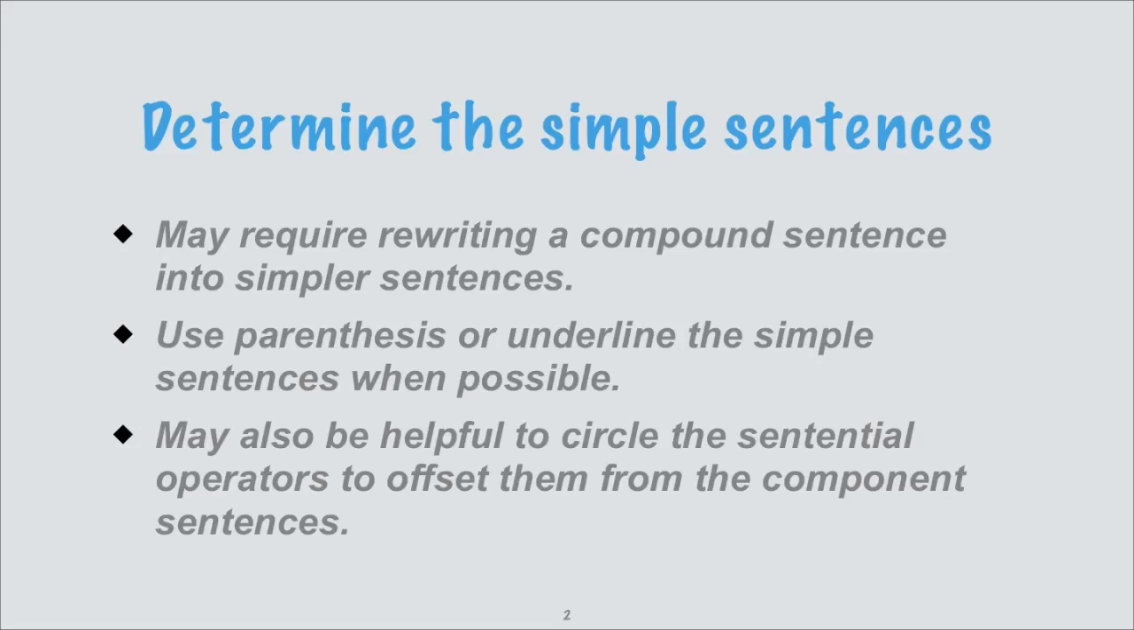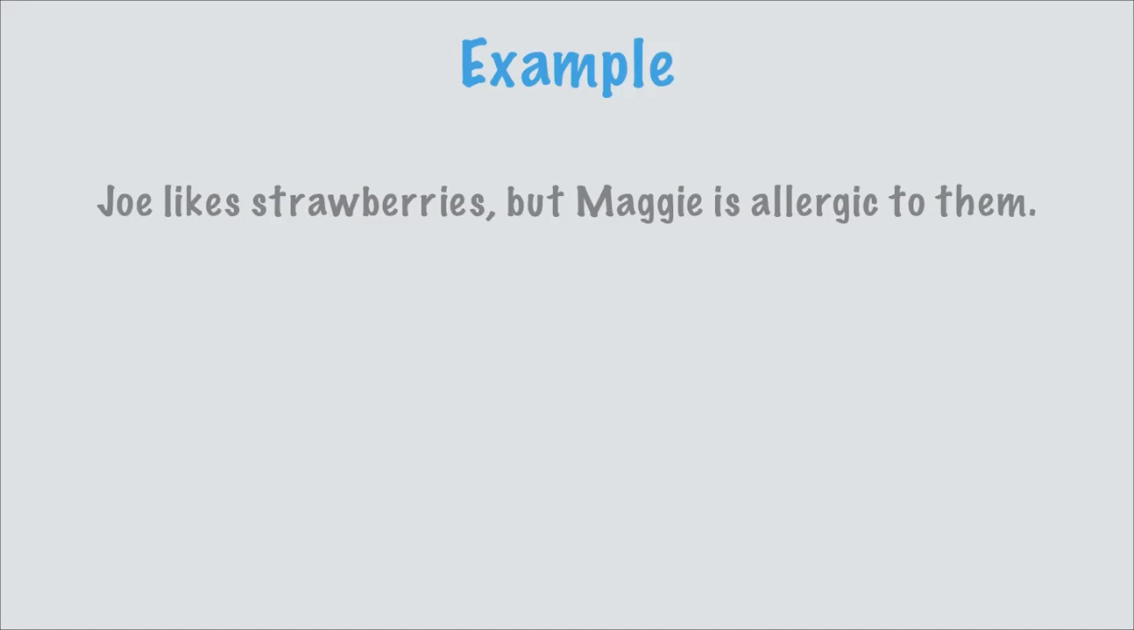So let me give you an example of this. Let's take the following: Joe likes strawberries, but Maggie is allergic to them. Now in this case, I don't really have to rewrite the sentence, but I can identify the simple statements. It seems here that I have a compound statement, and it's pretty easy to see. So I have right here, Joe likes strawberries, but Maggie is allergic to them. Them, of course, refers to the strawberries. So I've got a simple sentence here, I've got my second simple sentence here, and the but seems to be the connection between the two, right? Which, as we'll see, signifies a conjunction.